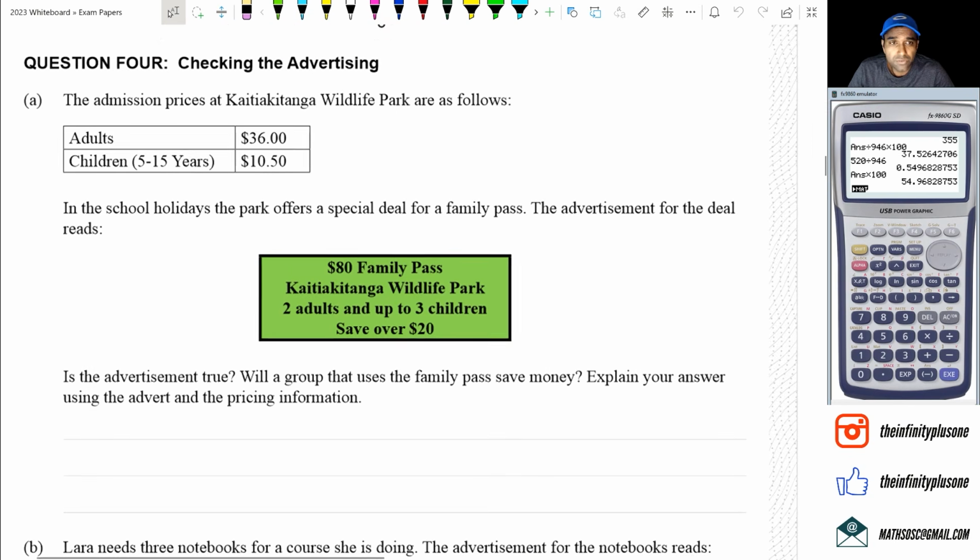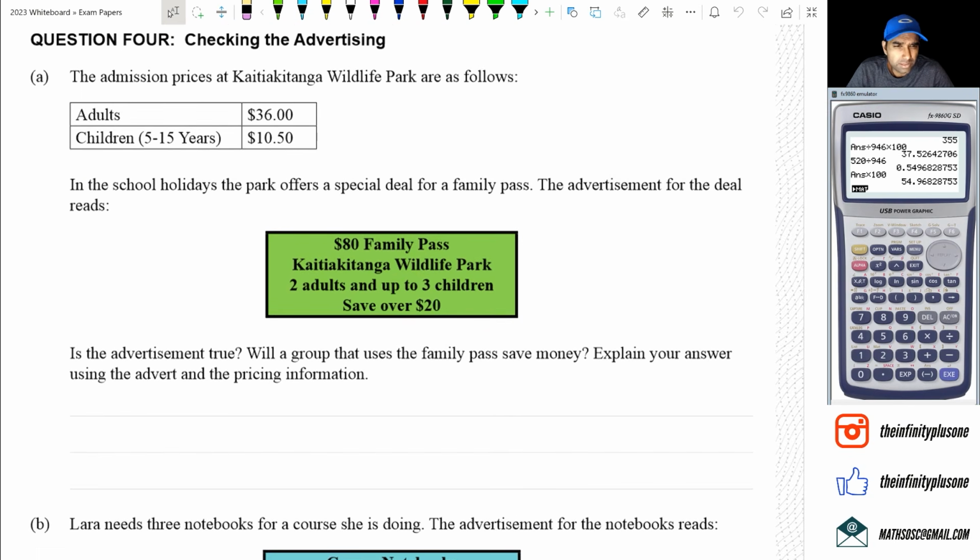All right, guys, so with question 4, what we have is adults price, kids price, and then we also have 2 adults and up to 3 children save over $20. That's for a family pass. So the question is, is this advertisement true? I'm starting to see a pattern in this paper: you could potentially have multiple answers, but it all depends on the situation. If you go with one particular answer, you have to explain it. You can't just say yes or no. You have to explain it using the advert and the pricing information. So let's have a look at it.